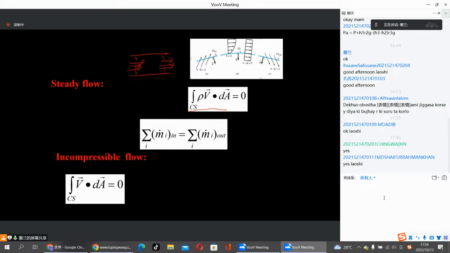And if it's incompressible flow, incompressible means the density will not change with time. So we will say still inside the control volume, the mass will not change, the volume flow rate will not change. So through the boundary of the control volume, or through the control surface, CS here represents the control surface of the control volume, its volume flow rate will equal zero. Okay, so again, we can see this: how many in, how many out.